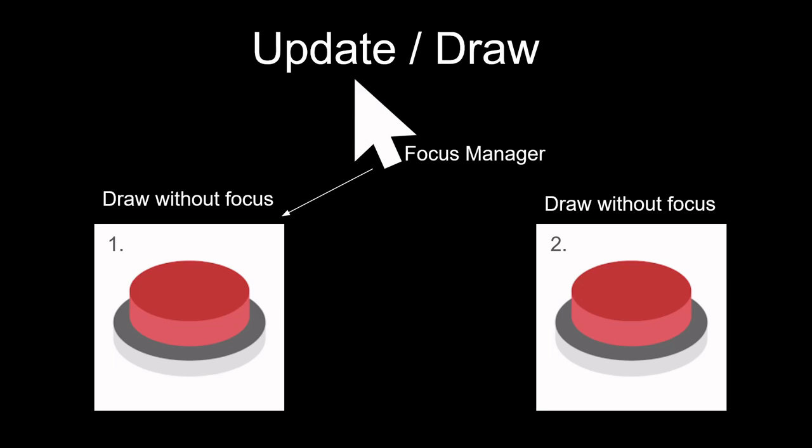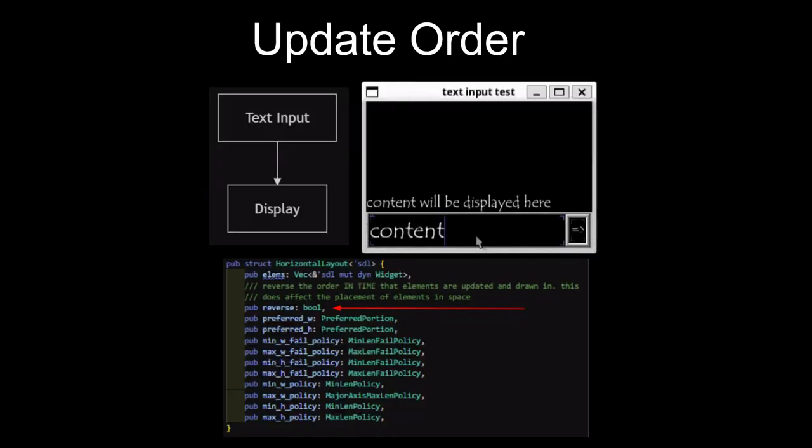This is an issue because now you have a frame where nothing is focused, but at all times, at least one widget should have been focused. And the issue is that the first widget drew itself using the previous state of the focus manager. So this is another case where we're mixing states. And if you instead updated everything and then drew everything afterwards, then it would avoid this problem.